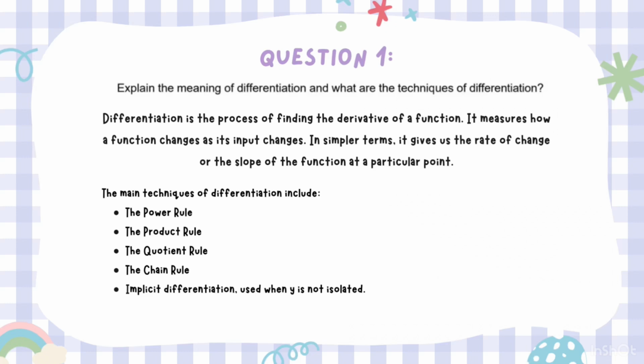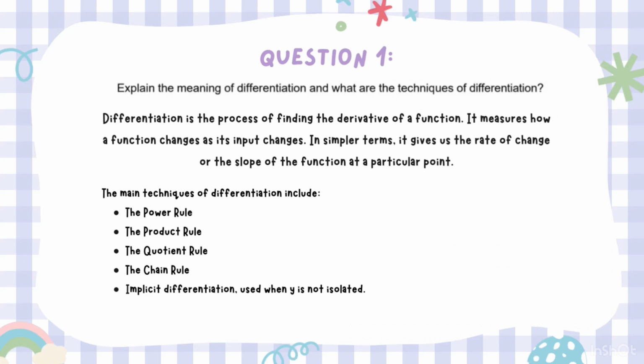The main techniques of differentiation include: the first one is power rule. The formula for power rule is: if y equal to x to the power of n, then dy over dx equal to nx to the power of n minus 1. Use the power rule whenever you're differentiating a term with x raised to a power, either positive, negative, or fractional.